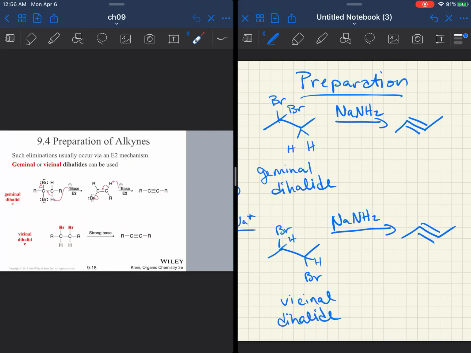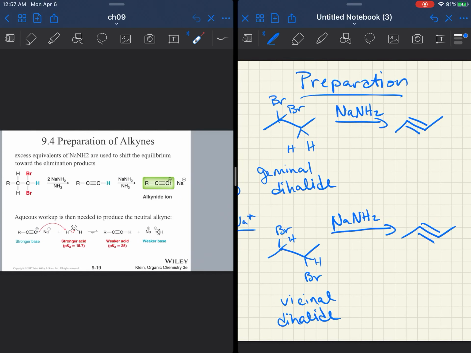Now, it does go by an E2 mechanism. The vicinal dihalide's a little bit different. You will not be asked for this mechanism. You may need it for multi-step synthesis or product prediction, but you will not be asked for this mechanism. We've already done E2.